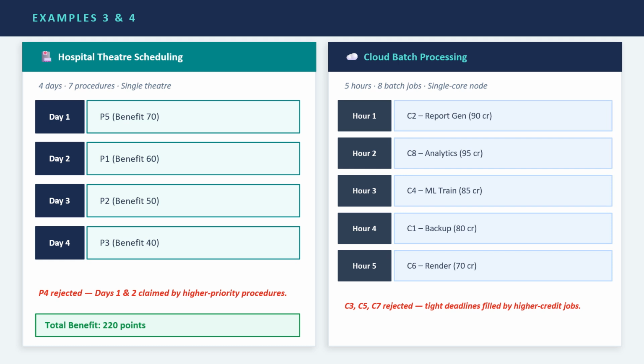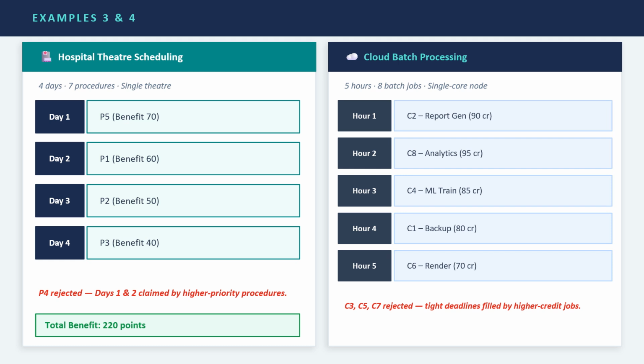The greedy algorithm assigns P5, the highest benefit procedure, to day 1, P1 to day 2, P2 to day 3, and P3 to day 4. P4, despite having a benefit of 55, is rejected. Both day 1 and day 2 were already claimed by higher priority cases. The total benefit secured is 220 points.